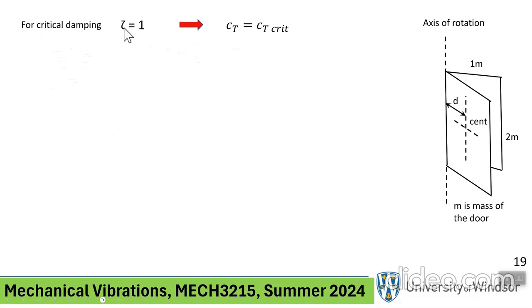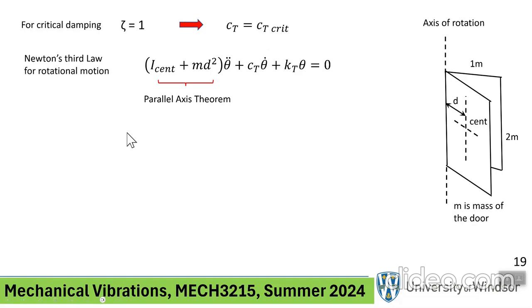So we know zeta is equal to 1, and that means critical damping and the actual damping are the same. Remember, the definition of zeta is C over C critical, or in this case, because we're dealing with a rotational motion, CT over CT critical. Okay, that is that condition, because zeta is CT over CT critical. Incidentally, we know everything here, no problem, except that this has to be worked out.